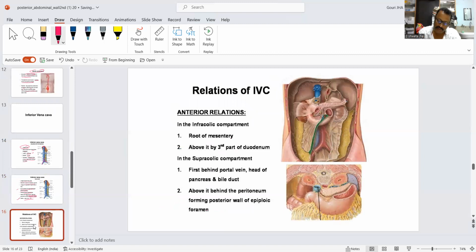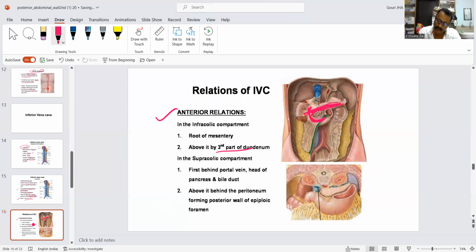Now the relations of the inferior vena cava, which are very important. Talking about the anterior relation, we could appreciate the root of mesentery over here. This is the root of mesentery, and above it, the third part of the duodenum. You could see the duodenum over here. So the anterior relation is the duodenum and the root of the mesentery.